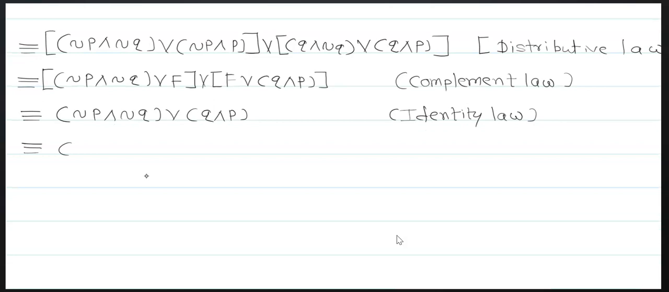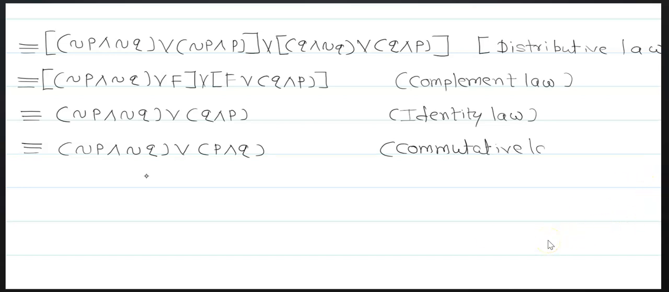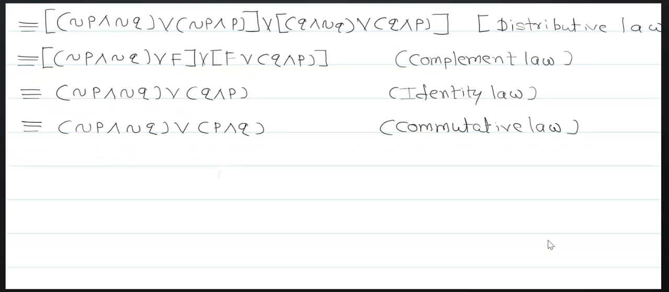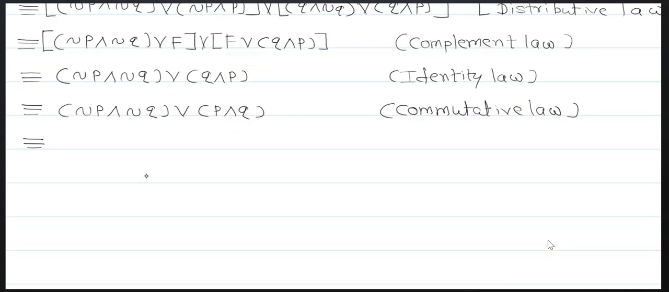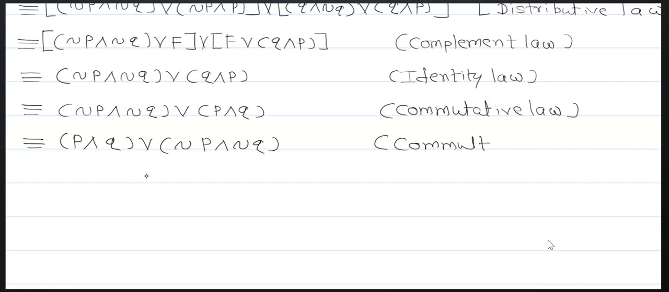Now it can be written as: negation of P and negation Q or P and Q. This is the commutative law. And again finally, P and Q or negation of P and negation Q. Again this is the commutative law and hence it is proved.